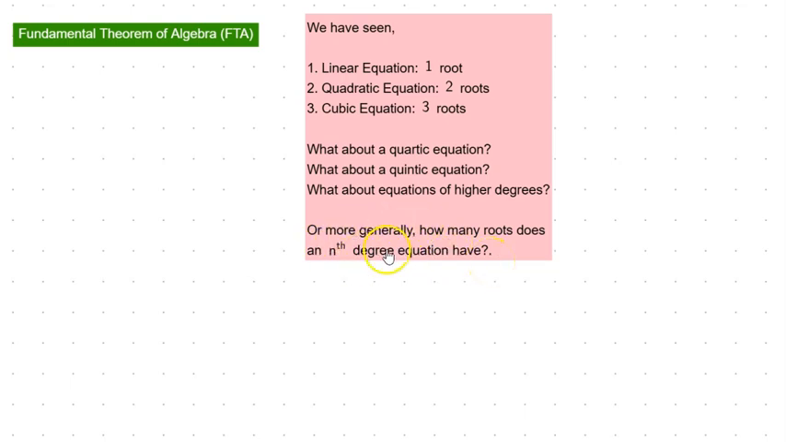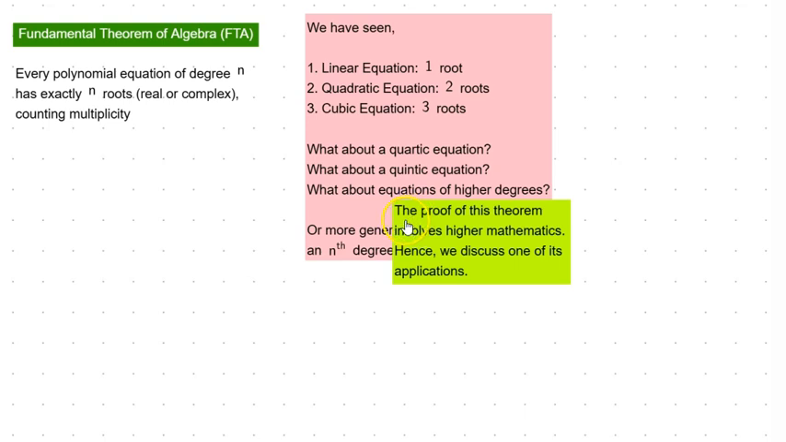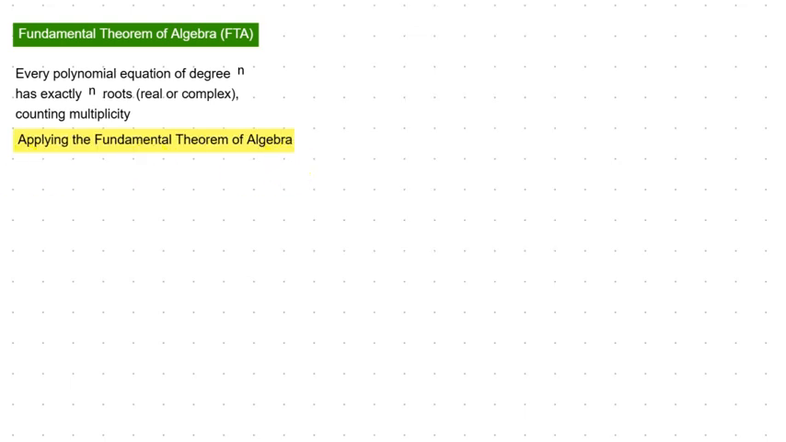That last question is answered by this fundamental theorem of algebra. The theorem says every polynomial equation of degree n has exactly n roots, real or complex, and counting multiplicity. Now, the proof of this theorem involves higher mathematics. Hence, we discuss one of its applications. So, let's see applying the fundamental theorem of algebra.